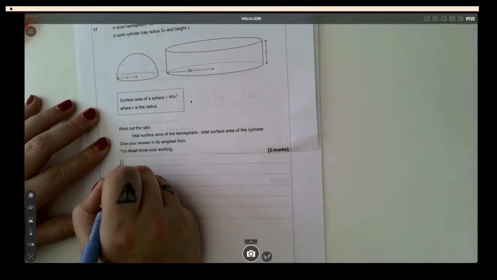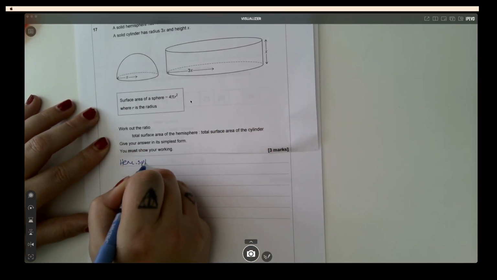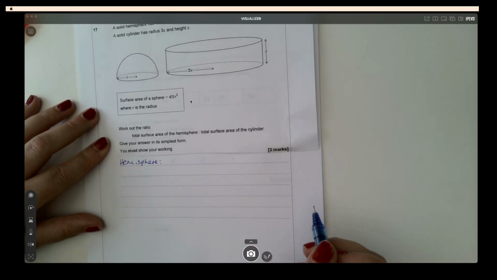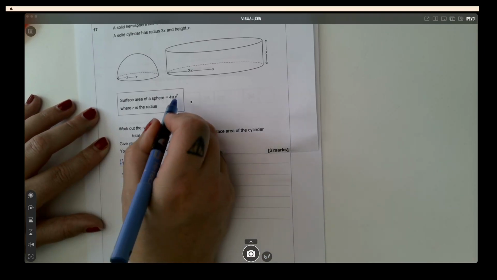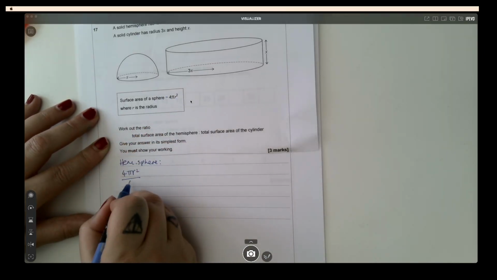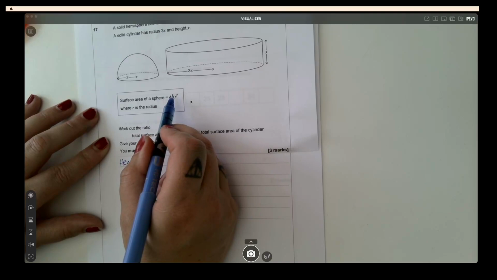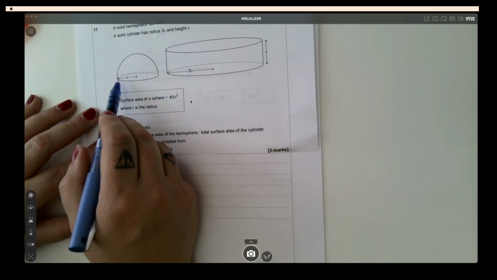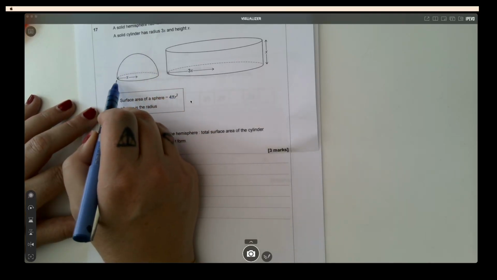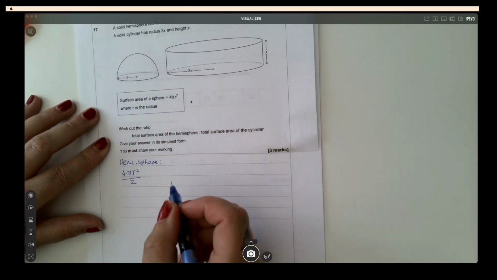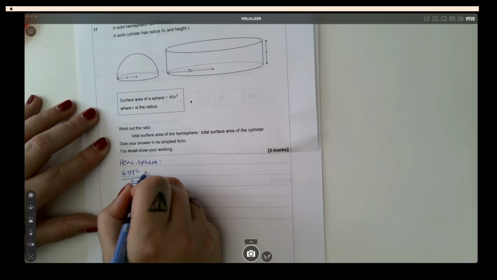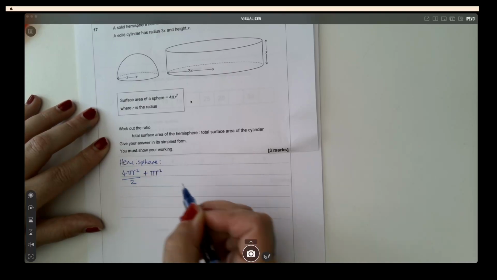Okay, let's deal with the hemisphere first. So surface area is all the way around the outside. So we would have 4 pi r squared divided by 2, because that's the surface area of a sphere, but then we halved it for the hemisphere. That gives us the curved part of the shape, but then we need the flat circle at the base there, which would be add pi times radius squared.